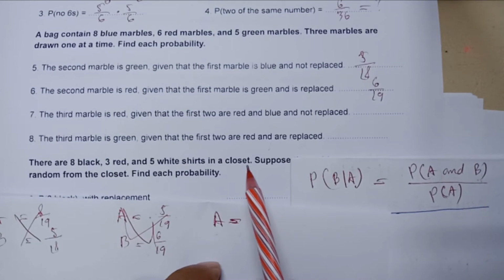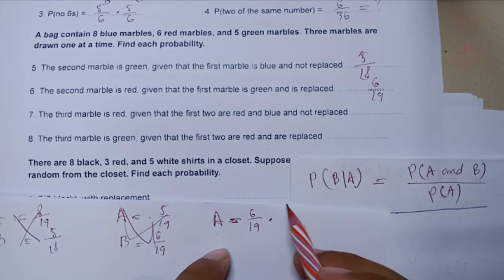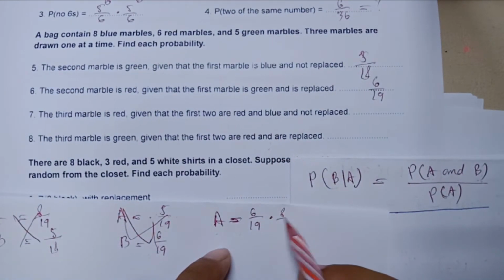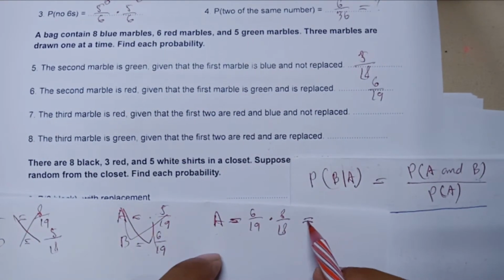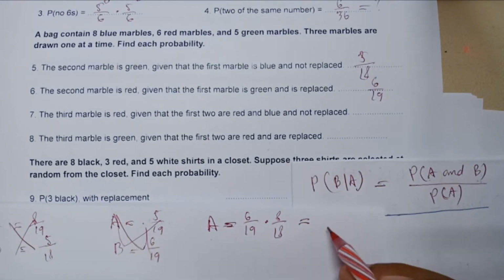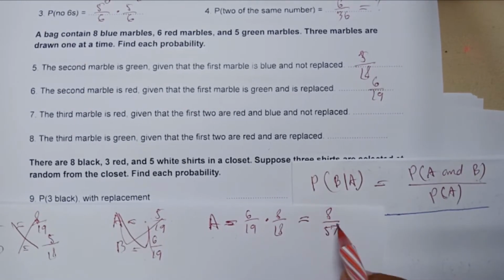So red, you have 6 red, so 6 over 19 multiplied by blue, which is 8 over 18. Notice that these two still belong to event A. Let me simplify this one together first. What will be the answer to this part? So 6 over 19 multiplied by 8 over 18, because it's not replaced, will give you 8 over 57. This is event A.